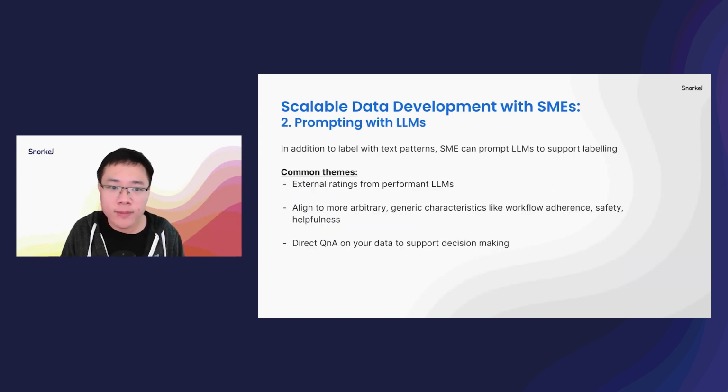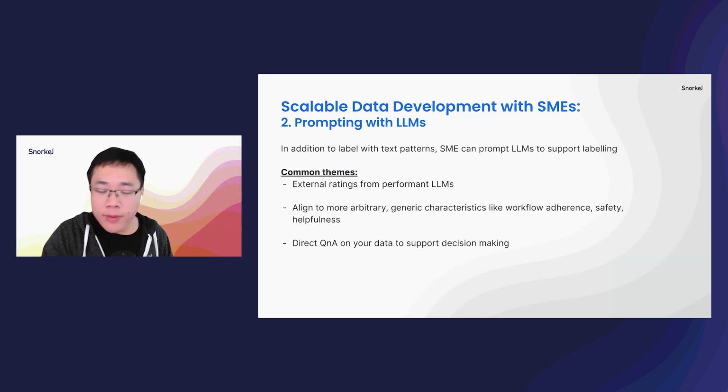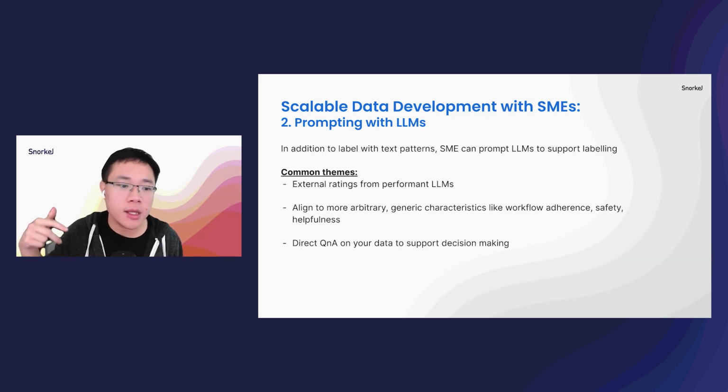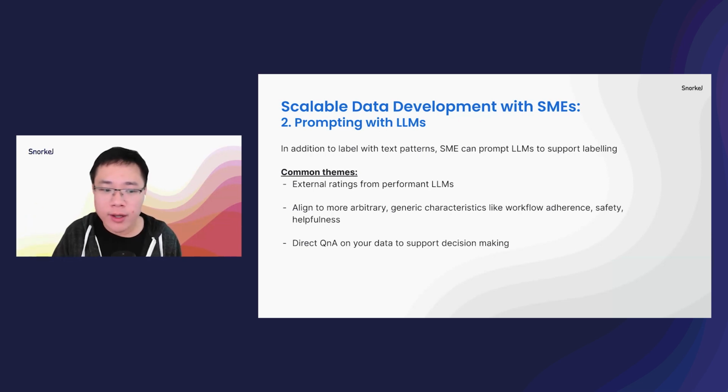You can also use prompting with language models. In addition to labeling with only text patterns, you can also prompt a language model to support labeling. The common themes we see are external ratings, like from 1 to 10, rate your response, or aligning to more arbitrary but generic characteristics like workflow, safety, helpfulness. Or you can directly do Q&A on your data to support decision making.